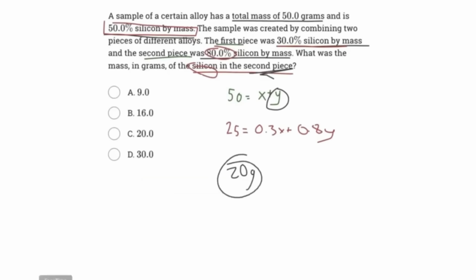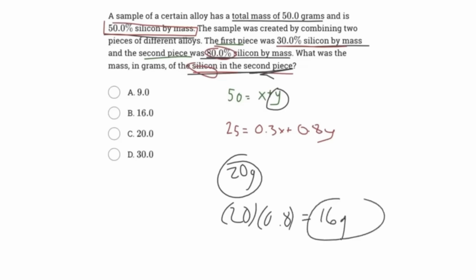This is the total mass, not the mass of the silicon, right? To find the mass of the silicon in the second piece, we need to multiply it by that 80% factor, right? Because only 80% of that 20 grams is actually silicon. So 20 multiplied by 0.8 gives us a grand total of 16 grams of silicon. Therefore, B is our answer.